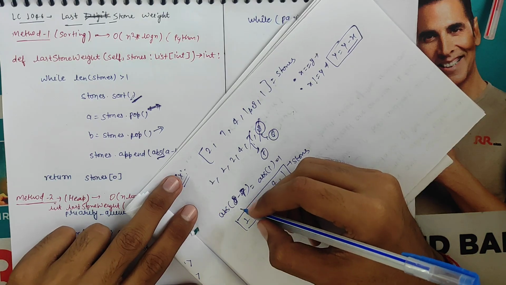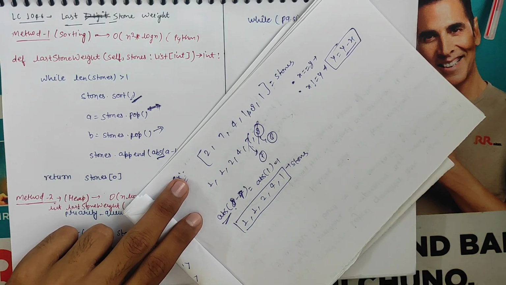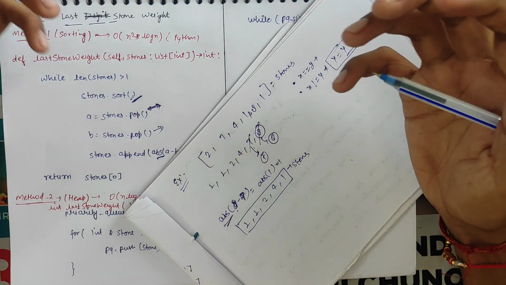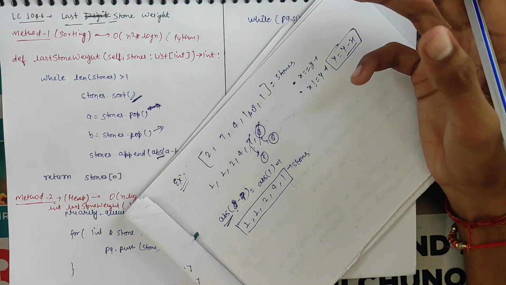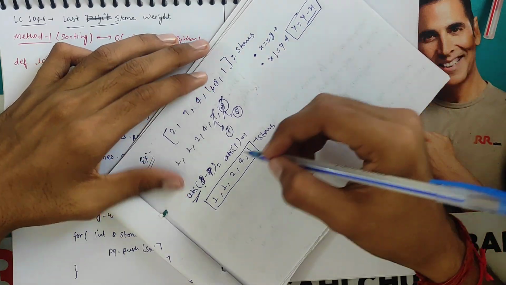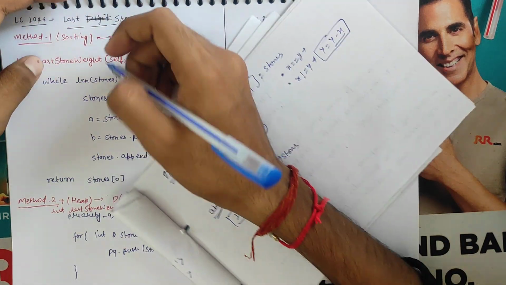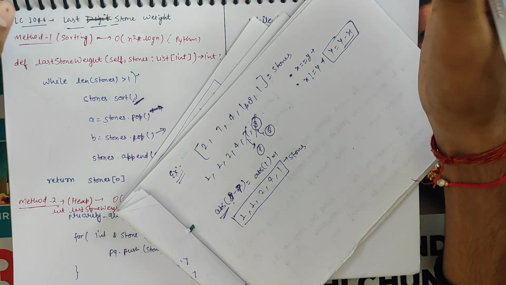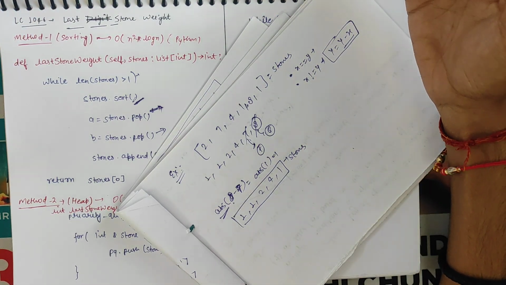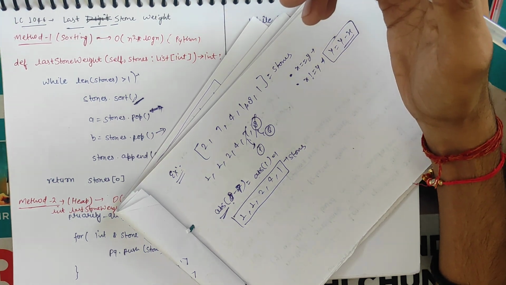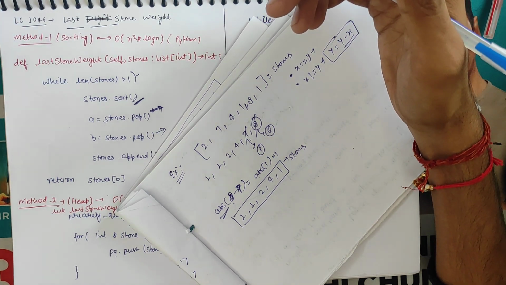And why are we using absolute value? Because the weight can't be negative, it must be positive. That's why we are using the absolute value. And again we are running a while loop, because as long as we have more than one stone present in the array, we keep executing the while loop.